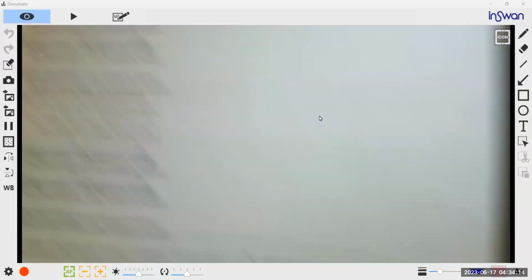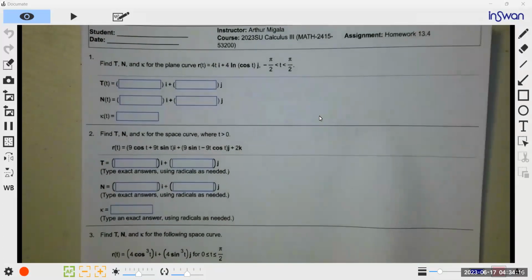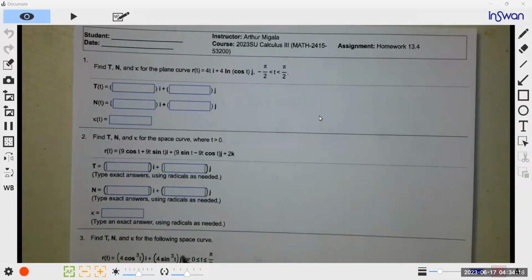Hey everybody, welcome to the last section of chapter 13. This one's going to take a long time because each one of these is very lengthy.